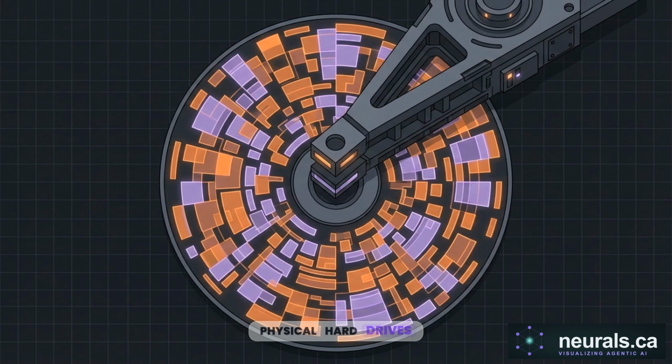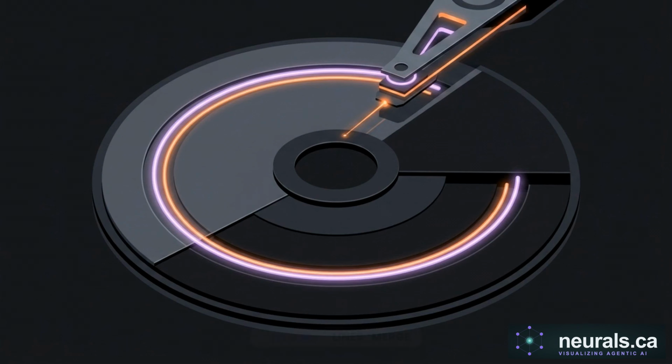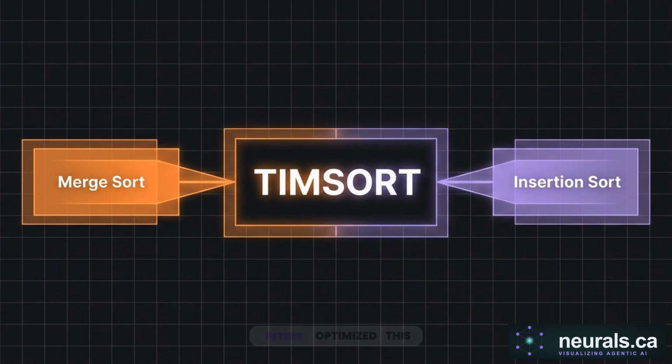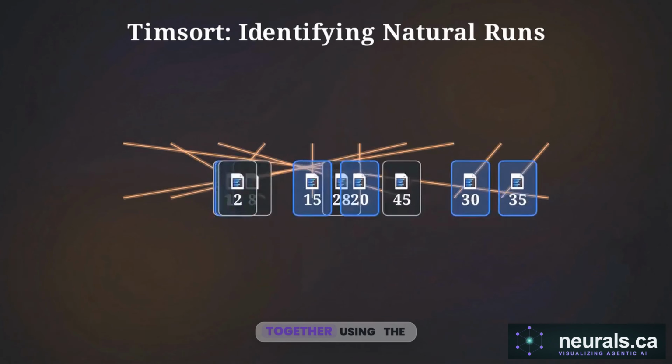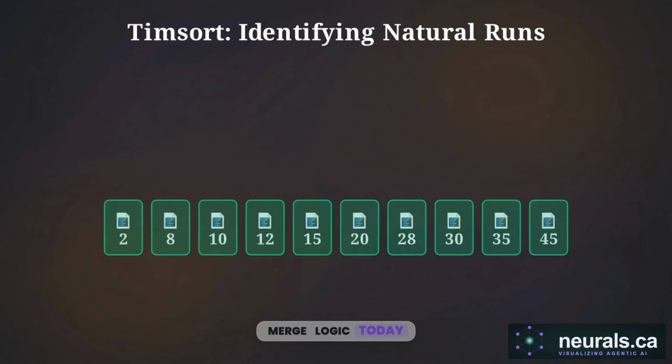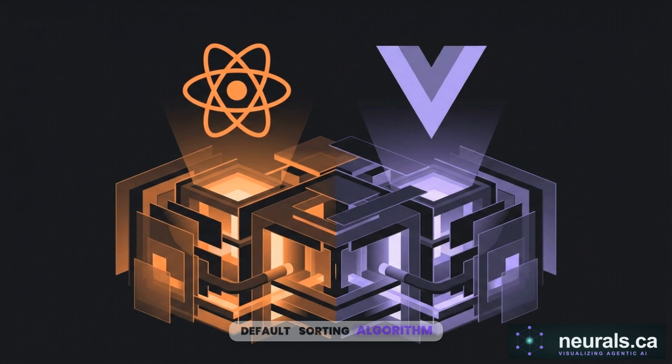Physical hard drives are incredibly fast at reading data sequentially, but terrible at jumping around randomly. By streaming sorted runs in straight lines, merge sort operates in total harmony with the physical hardware. In 2002, a developer named Tim Peters optimized this process even further, building a hybrid of merge sort and insertion sort known as TimSort. It identifies small, already sorted chunks within the data and stitches them together using the merge logic. Today, TimSort is the default sorting algorithm, quietly running under the hood of Python and Java.